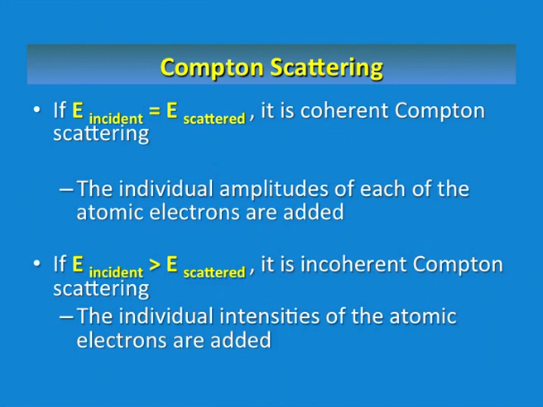In the case of coherent Compton scattering, the individual amplitudes are added, whereas in the case of incoherent Compton scattering, individual intensities of the atomic electrons are added.